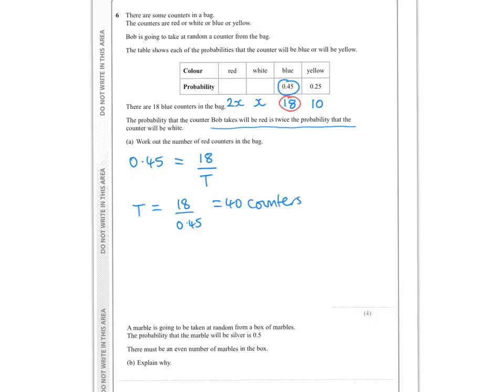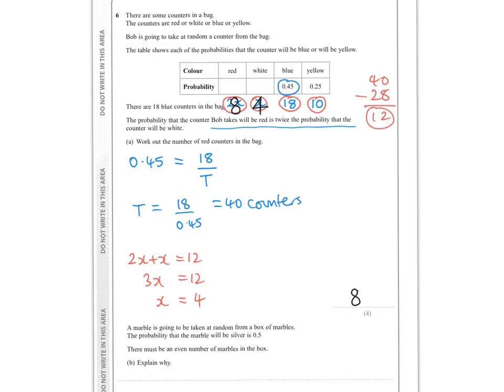I've already got 18 and 10, that's 28, and that leaves 12 left for these in total. So 2x and x has to equal 12, so 3x equals 12, and that's x equals 4. So basically there are 4 counters here and 8 counters there. So it says work out the number of red counters in the bag. Well, we've done that now, so that's 8.